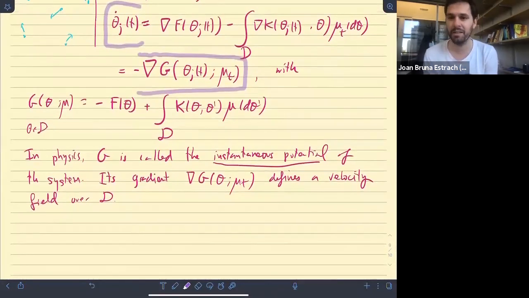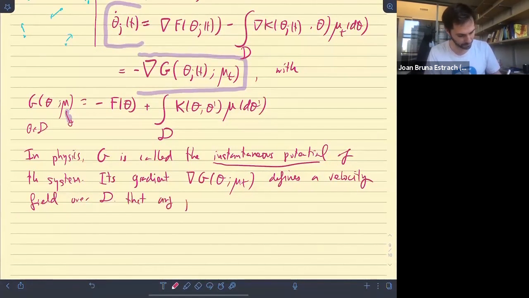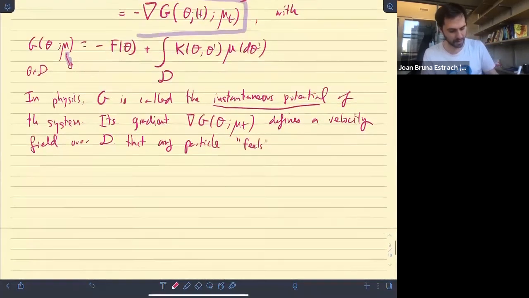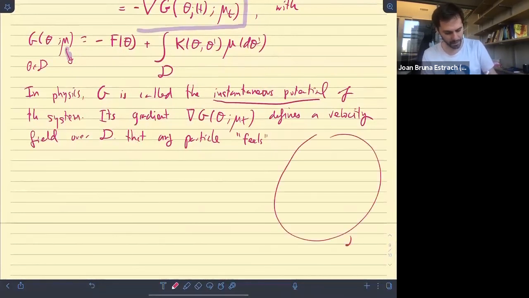And so here we have exactly the same thing. The only difference is that this potential depends on time. A priori, this potential depends on where the current state of the particles is. If the measure over the particles changes, the potential changes. So basically, the idea is that now I'm in this domain D, and the gradient of G defines a vector field everywhere.